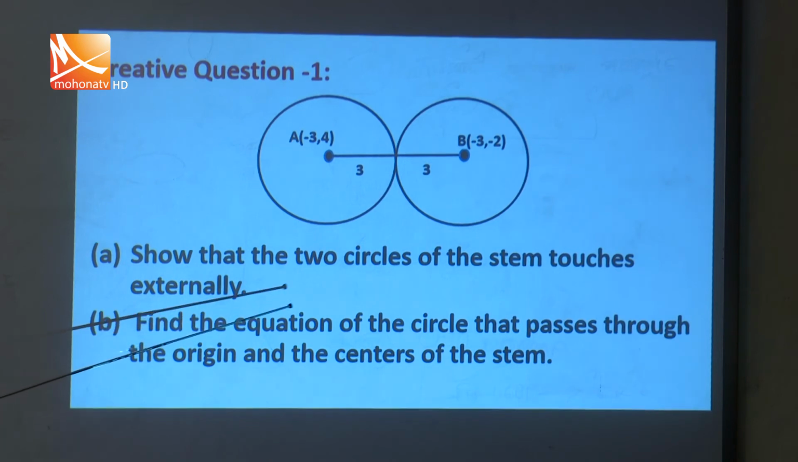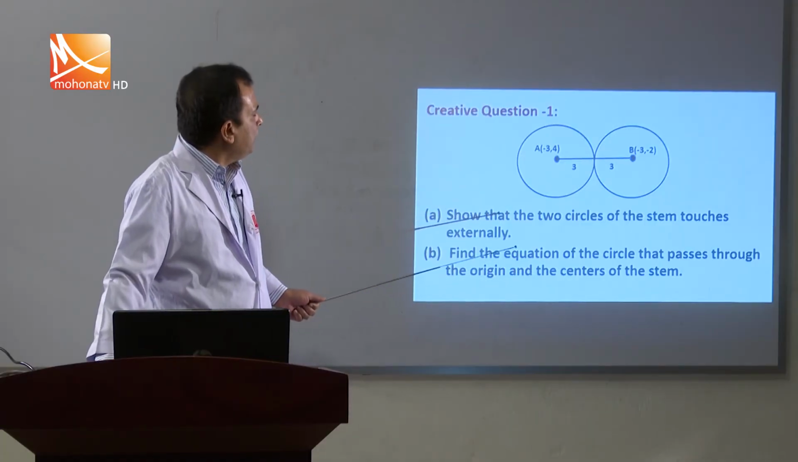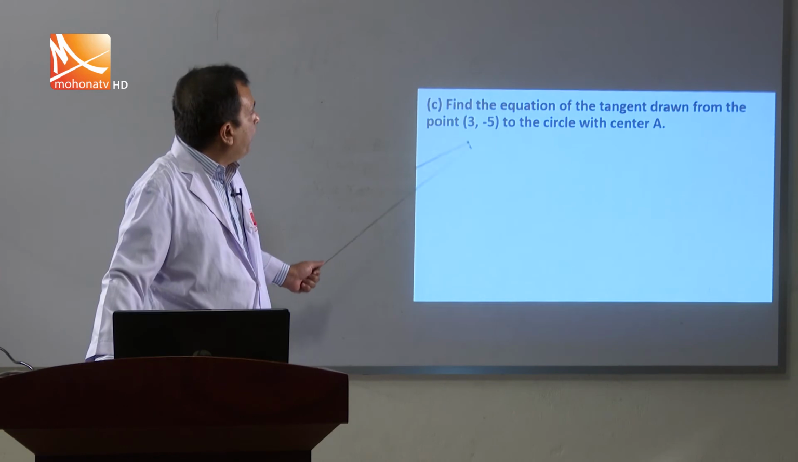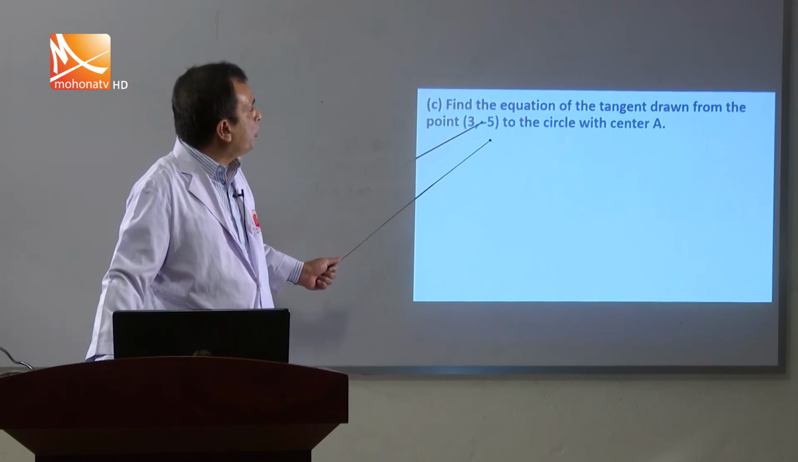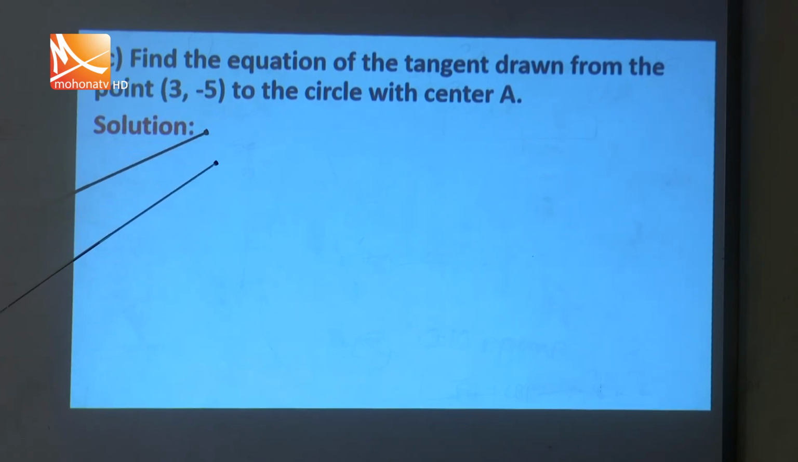Second, find the equation of the circle that passes through the origin and the centers of the two circles. Third, find the equation of the tangent drawn from the point (3, minus 5) to the circle with center A. Now, I would like to show the solution of the problem.